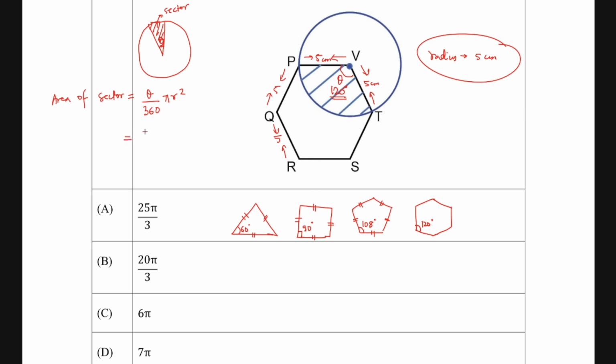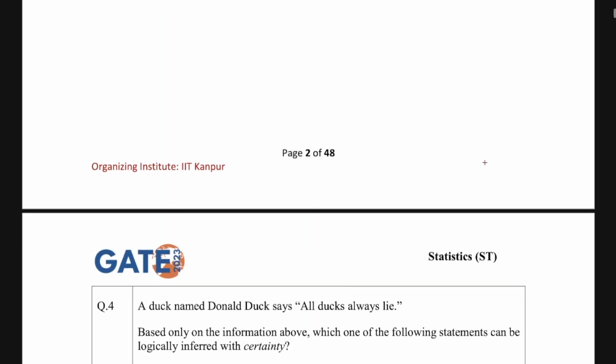It is pretty simple now. So 120 upon 360, and then I have pi. The radius is 5 centimeters, so pi r square. This is going to get cancelled out 3 times. So we are supposed to get 25 pi by 3, which is option number A. So it is very simple. All you needed was this angle and this formula, area of sector. You should know this formula. All right, let's take the next question now.